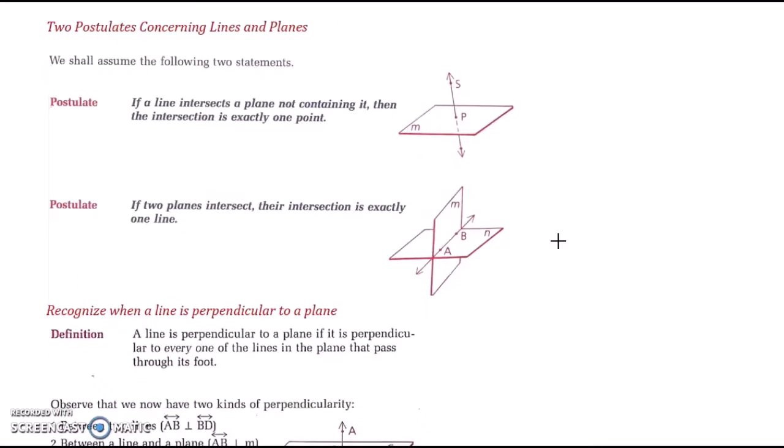We have a couple of other postulates that we need to look at. If a line intersects a plane that does not contain it, then the intersection is exactly at 1 point. And remember, we defined that as being the foot. If 2 planes intersect, then their intersection is 1 and only 1 line.